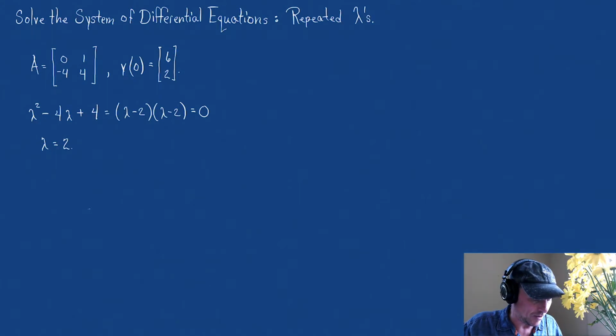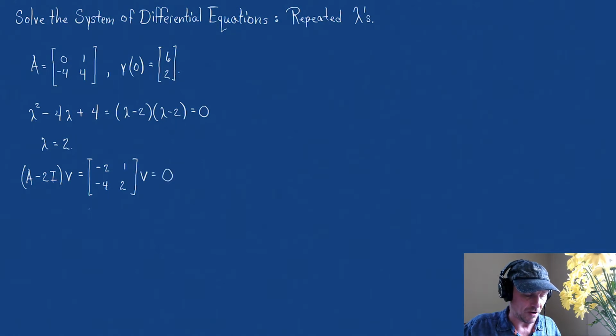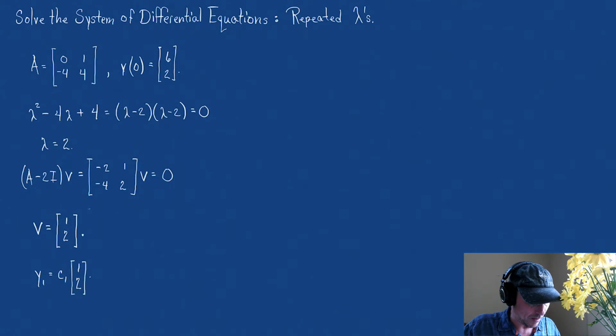We find that by taking a look at A minus 2I times v equals 0. That's going to give me [0 minus 2, -4; 1, 4 minus 2] times v equals 0. And it looks to me like if I took the first column and added twice the second column, that would be 0. And so I'm just going to say that my eigenvector is (1, 2). That should work. Now I can very simply write my y1 solution as some c1 times the eigenvector (1, 2) times e to the 2t.